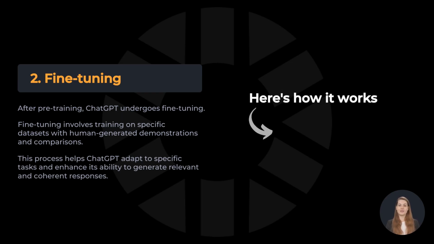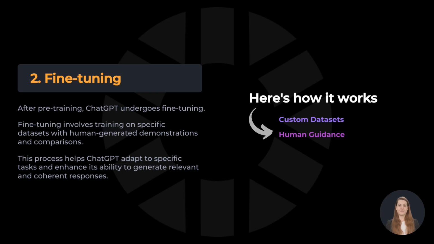How fine-tuning works. Custom data sets. Researchers and developers create specialized data sets for fine-tuning. These datasets include examples of how the model should respond in specific situations. They might contain question-answer pairs, dialogues, or other types of interactions that the model needs to handle.